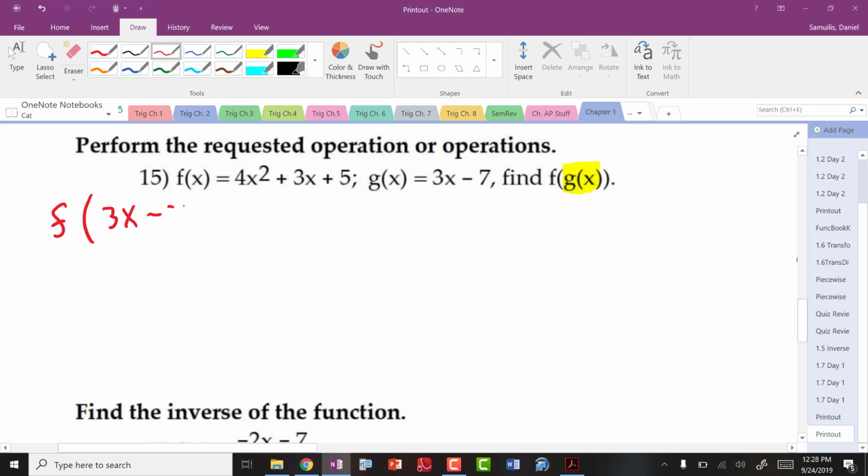All right. First thing is you put this in, 3x minus 7 for the name g of x. Then the next thing is, wherever there's an x, you throw in a 3x minus 7 into the f function. So the very next thing you should see is 4 times x. Wrong! 3x minus 7 plus 3 times 3x minus 7 plus 5.